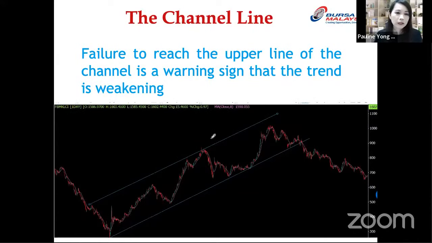Okay, sometimes we can draw a channel line as well. A channel line is when you connect the bottoms here, and then you connect the tops here. Then you see that the price seems to move well within that channel. Here you can also draw a channel line, and you can see that it seems to move well within the channel. This channel line is also useful because you can see where the price is moving.